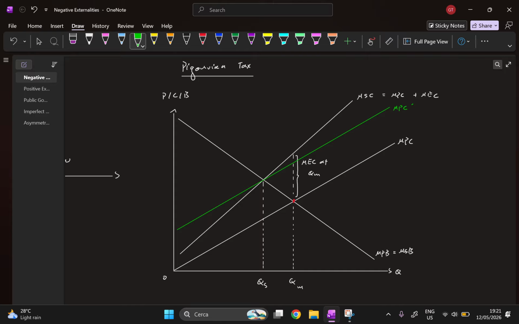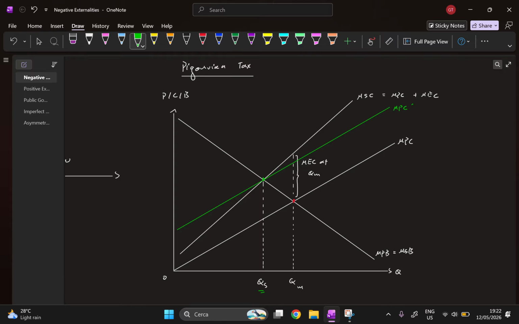And what do you notice? My producer or consumer is still rational. He is still selfish. He will still only consider his marginal private costs and marginal private benefits. But now that my MPC has been shifted upwards to MPC prime, where is the point where my MPC equals MPB? It is now this point here. This green line intersects the downward sloping line at this point. And this point, which is now the new free market equilibrium, will therefore correspond to the socially optimal quantity QS.